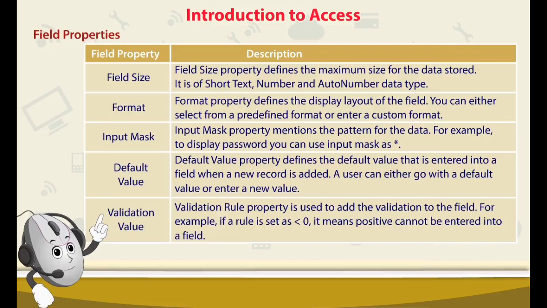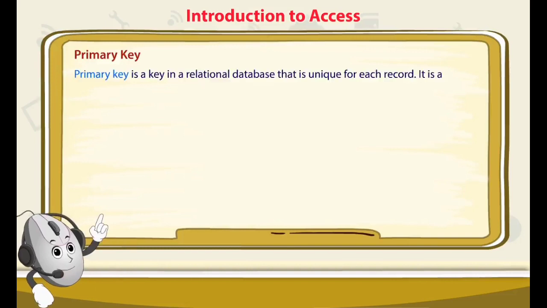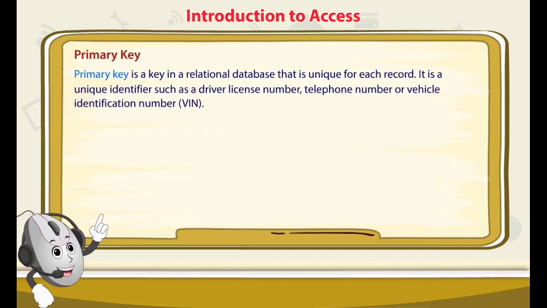Validation rule. Validation rule property is used to add validation to the field. For example, if a rule is set as less than 0, it means a positive value cannot be entered into the field. Primary key. Primary key is a key in a relational database that is unique for each record. It is a unique identifier such as a driver license number, telephone number, or vehicle identification number (VIN).